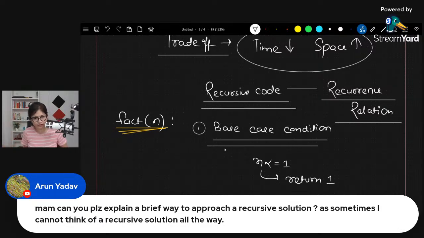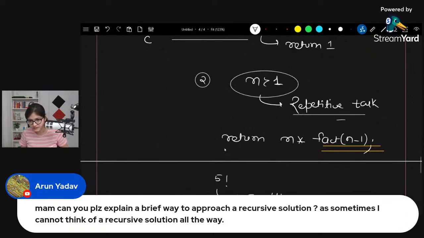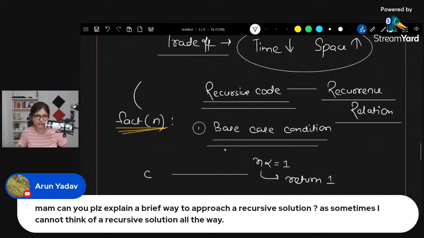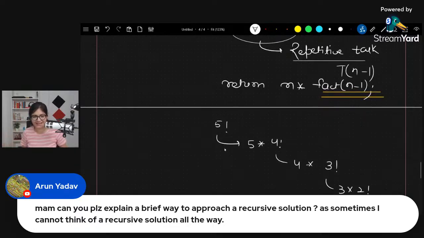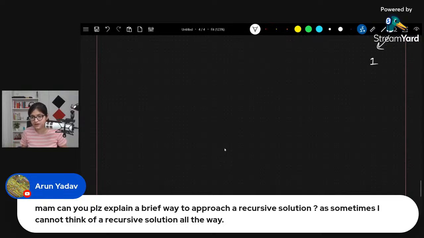For example, here if you see, this is a constant task C. Now, this is something which is repeating, so it will be T of n minus 1. Let's say fact of n will be T of n. So you are doing a multiplication, which is again a constant task. So it will be T of n minus 1 plus C. So your recurrence relation will look like: when the value of n is less than or equal to 1, it's a constant task. But when it is bigger than 1, it is T of n minus 1 plus C.